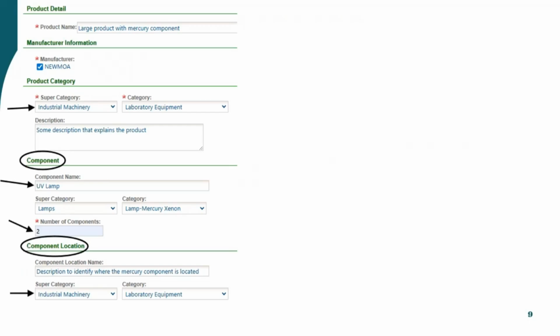When you click on the title of your next product, the product detail will also be autofilled from your previous reporting year. In this case, the product is a larger product with a mercury component. The mercury component is a lamp in this case. The number of components is how many of these lamps are in the larger product: 2 mercury lamps in the larger product. This is not where you indicate the number of lamps sold, only the number of components in your larger product. Component location must also be completed.